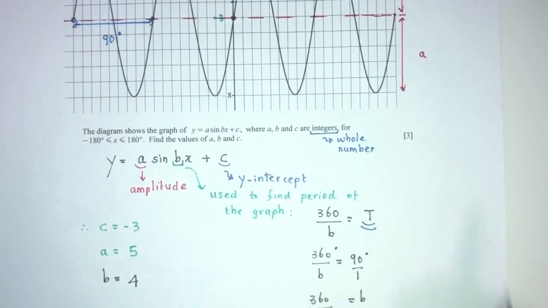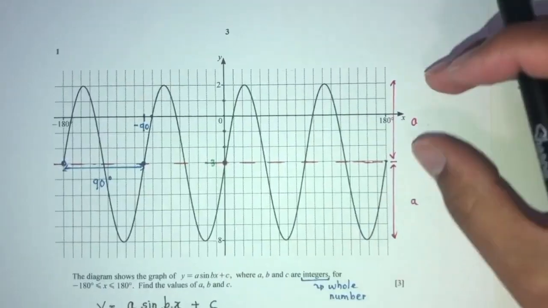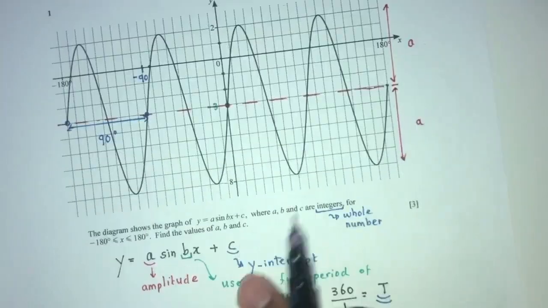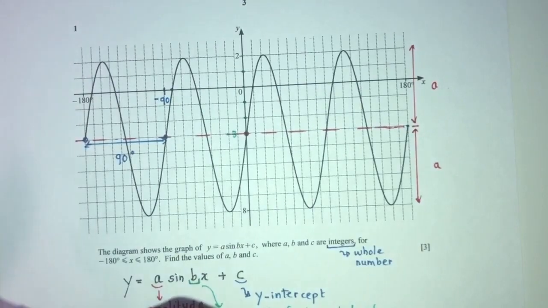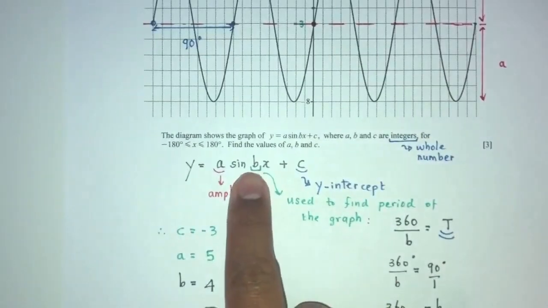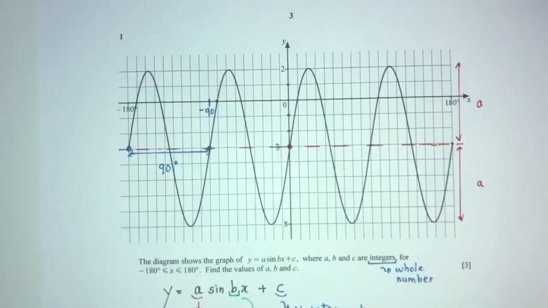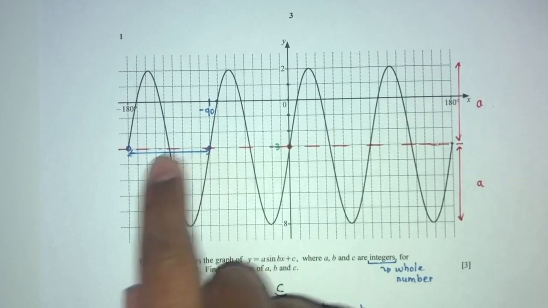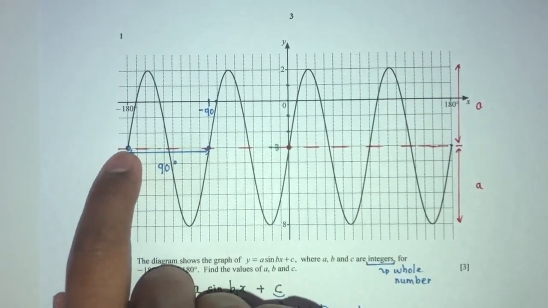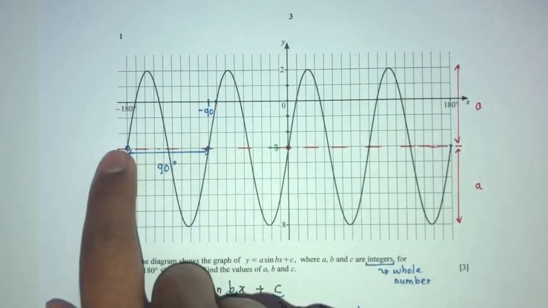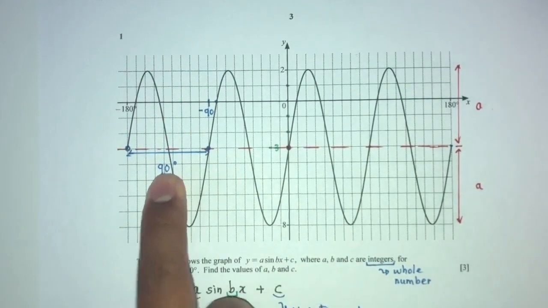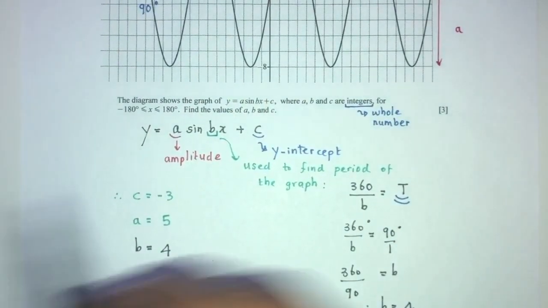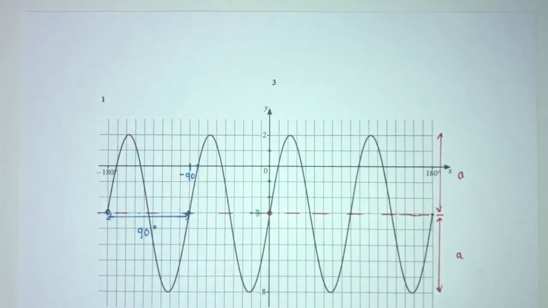Okay, so just to recap real quick, amplitude is the distance between the center line to the peak or the bottom of the graph. The value of C is just a y-intercept where the graph cuts your y-axis. And finally, to find B, we must know the period. The period is the length, the distance between 2 points when your graph completes one cycle. It begins here, it comes back here in this distance, so this will be called your period, T. Now using that, replace back in your formula to find the value of B. And that is your question number 1.